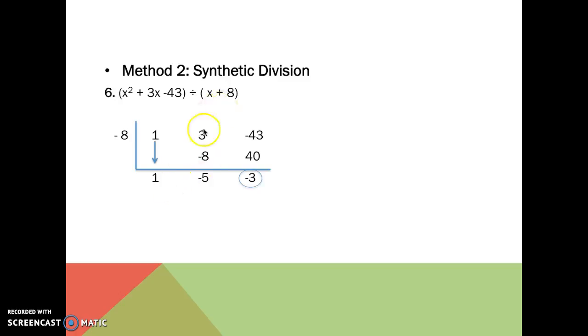And then we take 3 minus 8. Well, 3 minus 8 equals negative 5. And negative 43 minus 40 equals negative 3. Okay, so we bring that over there, and we bring this equation over here. And we're left with x minus 5, so x minus 5 minus 3 over x plus 8.